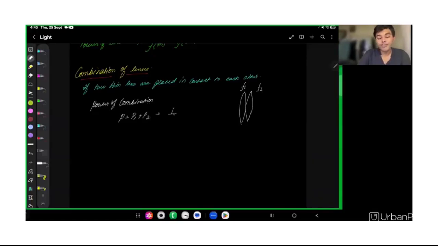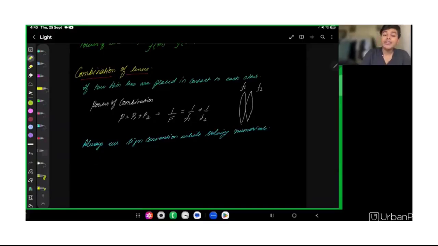That is 1 over F, that is the total focal length, 1 over F1 plus 1 over F2, right? Always use sign convention when you solve numericals. So two thin lenses, these were if they were touching each other.